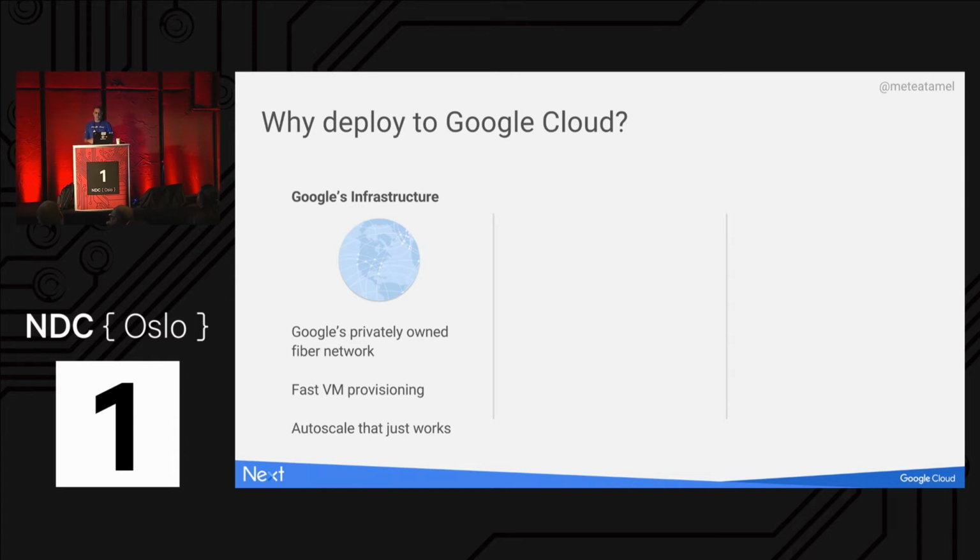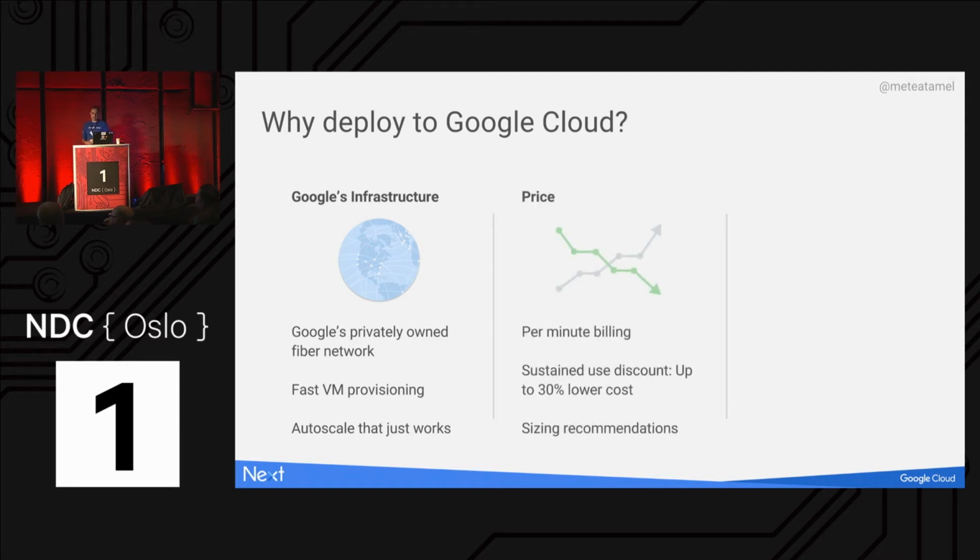Our VMs are really fast, so you can provision VMs within seconds if it's Linux. With Windows, it's a little bit slower, but it's still quite fast. And because of fast VM provisioning, autoscale just works. So when you need to autoscale, it scales up really fast, and then it scales down really fast. So the infrastructure is really good. The second thing is price. Obviously, we all care about the price. We want things to be as cheap as possible for competitive reasons.